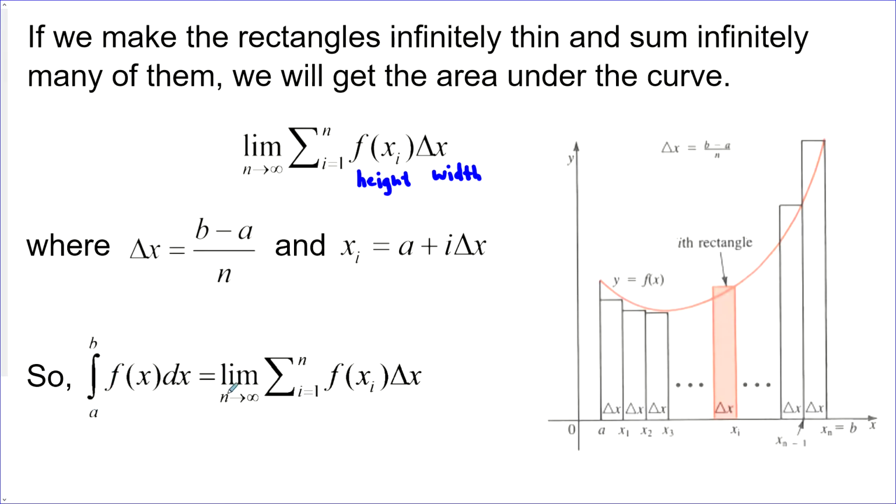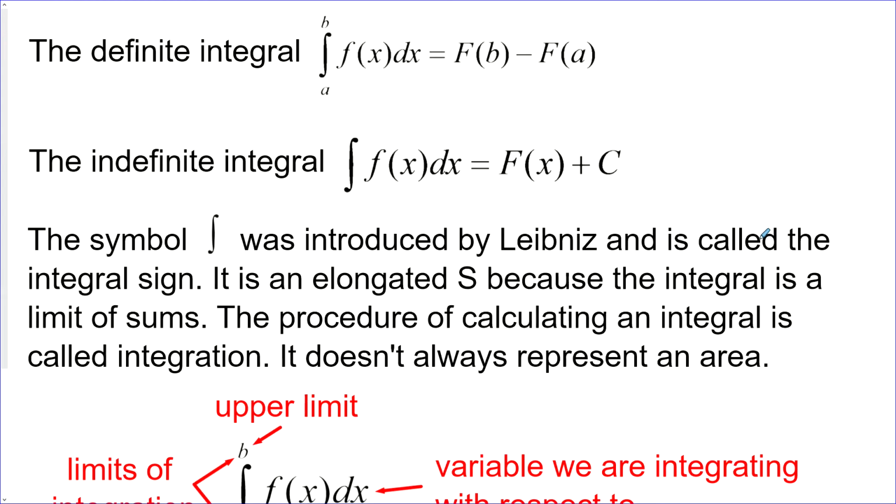It equals this limit. So what is this integral? There are two types of integrals that we'll be looking at. The definite integral. And it's called the definite integral because it's definitely in between a and b. So it's got some upper and lower bound here.